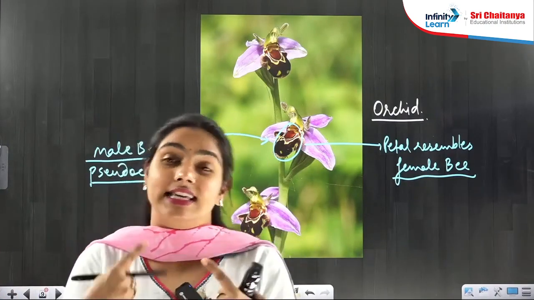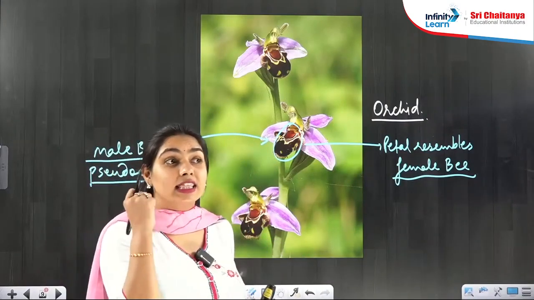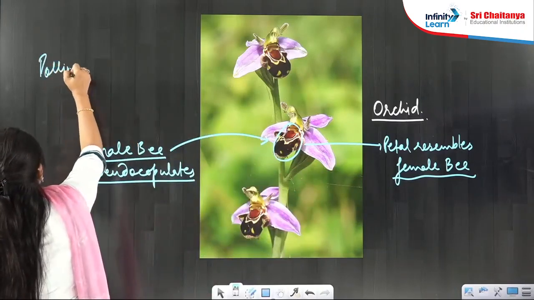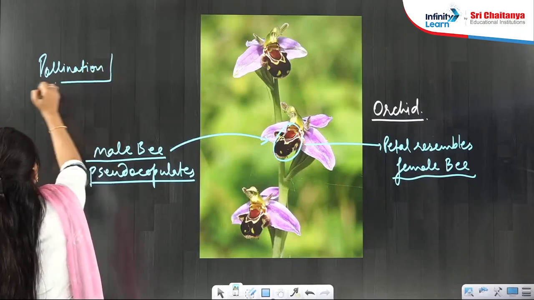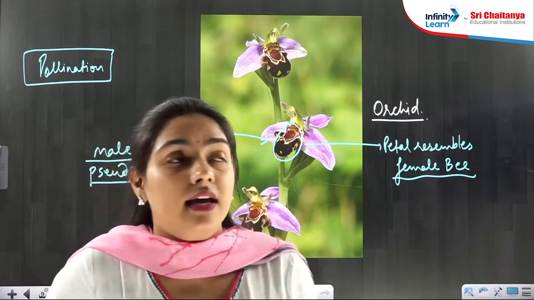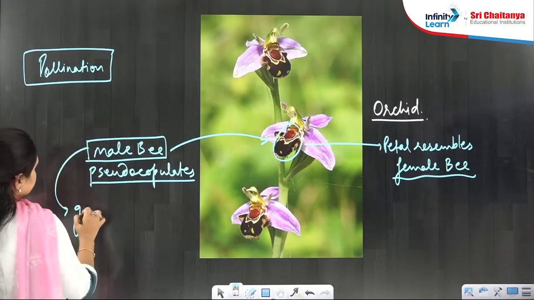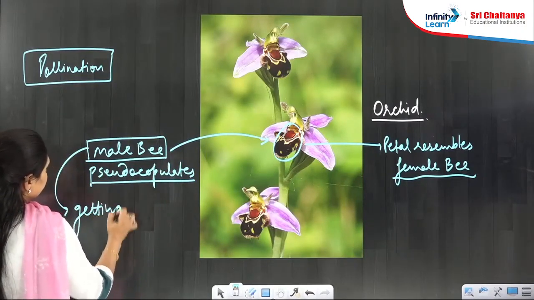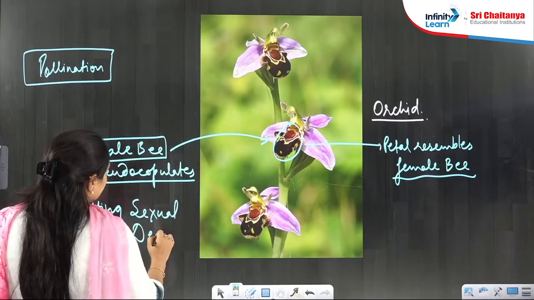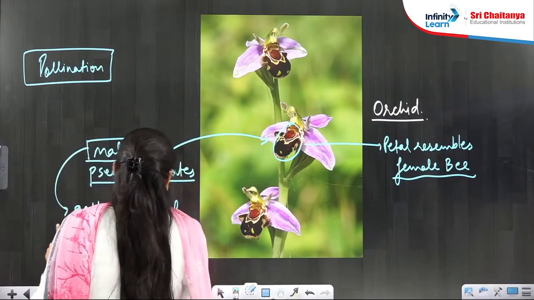In that process, yes, absolutely correct, many of you have said it, it will do pollination. And pollination is a kind of mutualism, but here the male bee is getting sexual deceit. So this is an example of sexual deceit, beta.